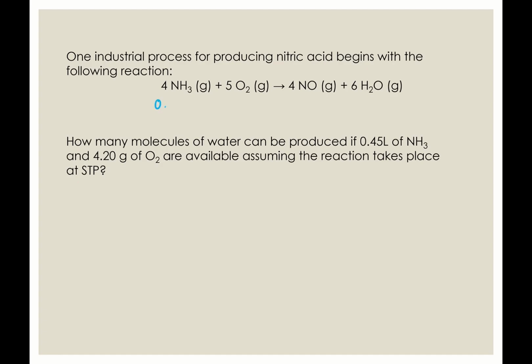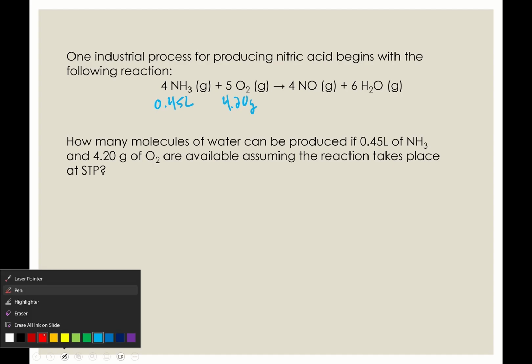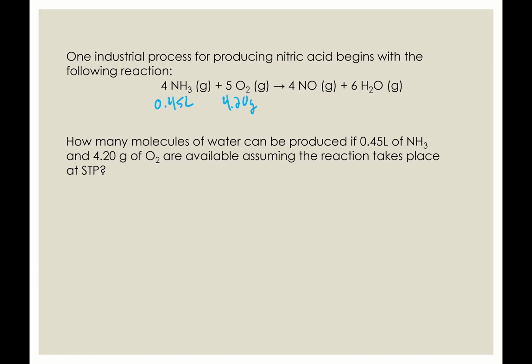We're told we have 0.45 liters of ammonia and 4.2 grams of oxygen. We're looking in the end for the total molecules of water. So we'll need to figure out exactly how much water is even possible to make based on the starting quantities. When we're given the quantity for more than one reactant, that's essentially telling us we're dealing with a limiting reactant problem.